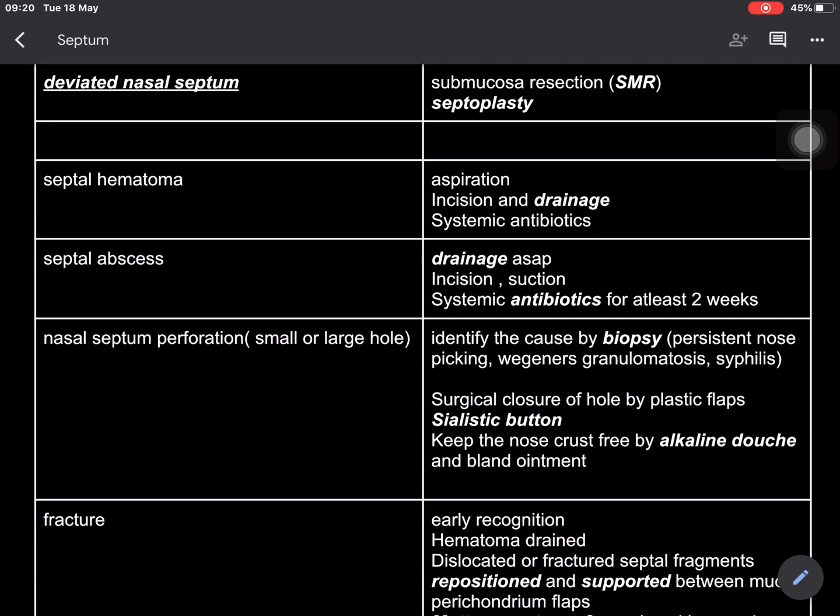So treat the cause, and then to close up the hole you have to use a plastic flap or use a Styastic button. And you can Google the Styastic button. It actually looks like a button. Okay, you can Google it right now. Keep the nose crust free by alkaline douche and a bland ointment.